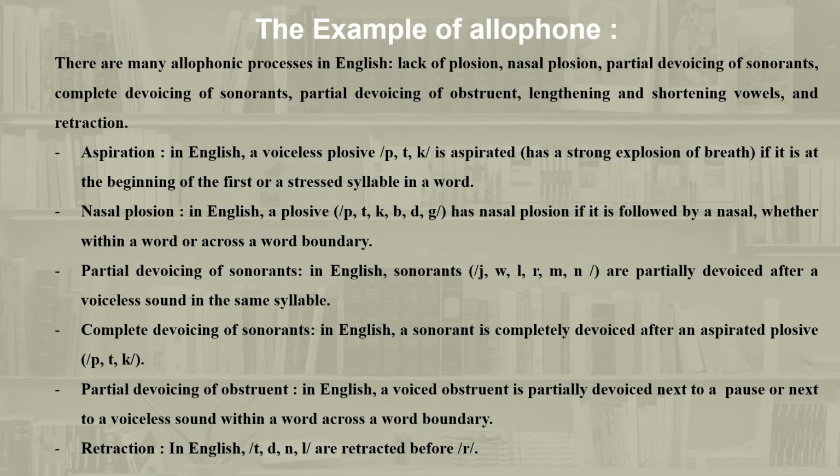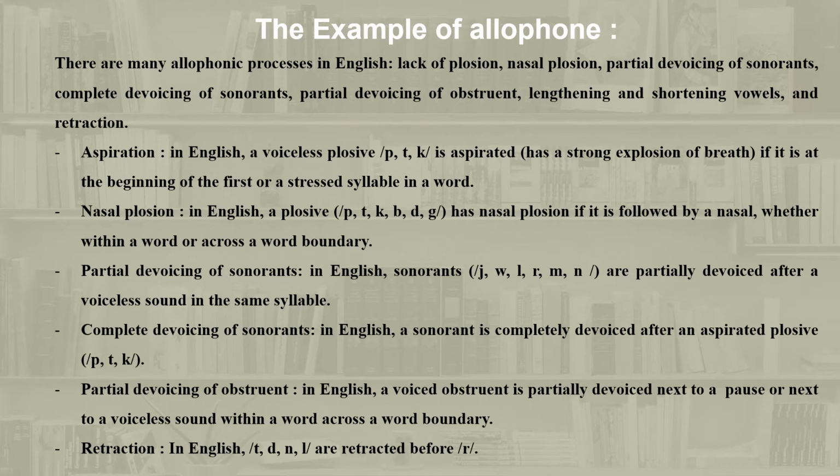And then the example of allophone. There are many allophonic processes in English: lack of plosion, nasal plosion, partial devoicing of sonorants, complete devoicing of sonorants, partial devoicing of obstruents, lengthening and shortening of vowels, and retraction. Aspiration. In English, a voiceless plosive p, t, k is aspirated, has a strong explosion of breath, if it is at the beginning of a word or a stressed syllable in a word.